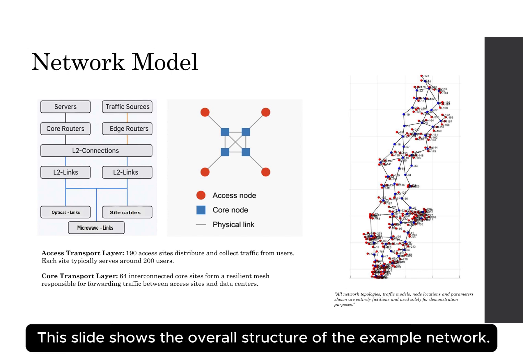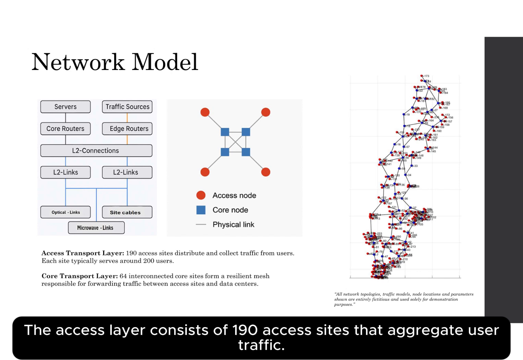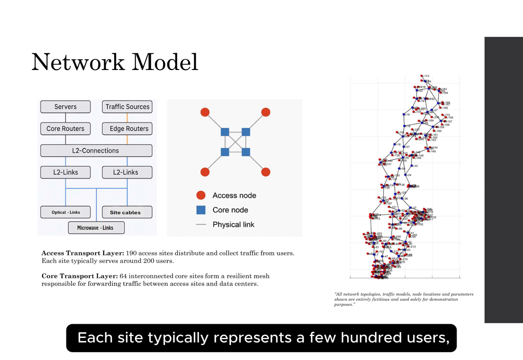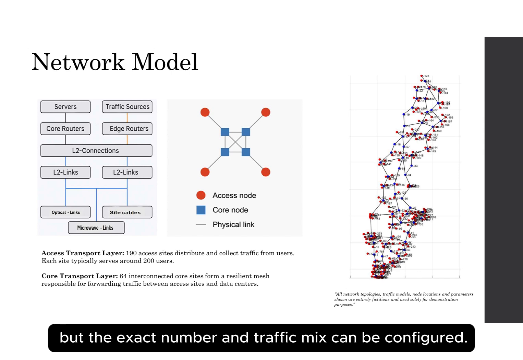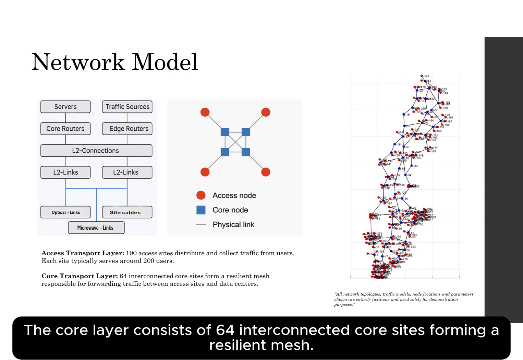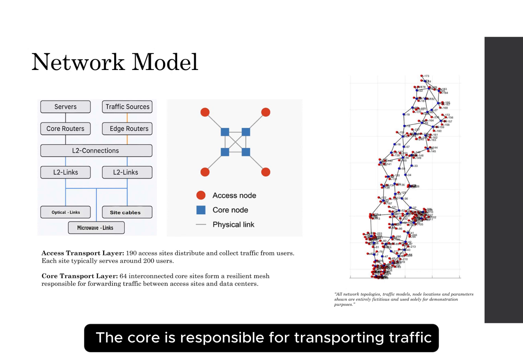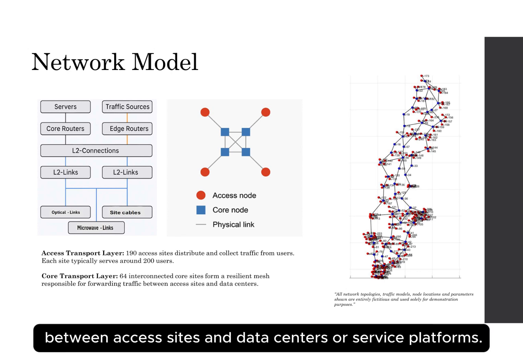Slide 5. Network model, access, and core. This slide shows the overall structure of the example network. The access layer consists of 190 access sites that aggregate user traffic. Each site typically represents a few hundred users, but the exact number and traffic mix can be configured. The core layer consists of 64 interconnected core sites forming a resilient mesh. The core is responsible for transporting traffic between access sites and data centers or service platforms.